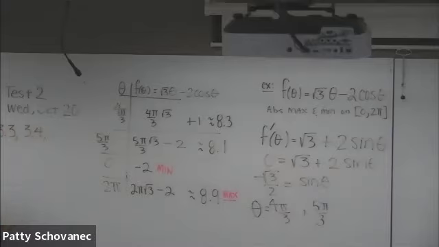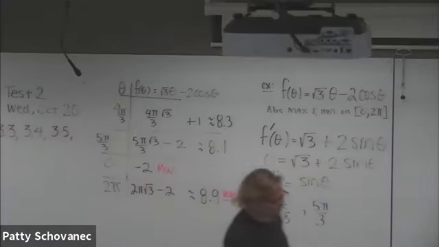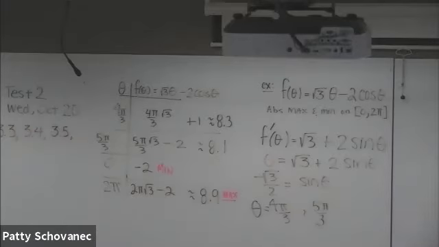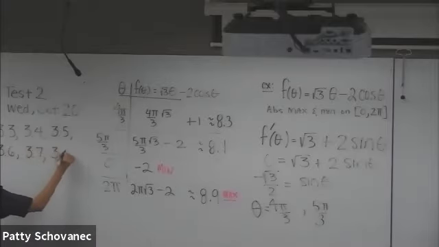3.4 was that movement along the number line type problem. 3.5 was the chain rule. Yep, 3.6 was implicit differentiation. 3.7 was related rates. 3.8 was the linear approximation and the differential. And then 4.1 is the absolute max and min of a continuous function. So that's relatively short.